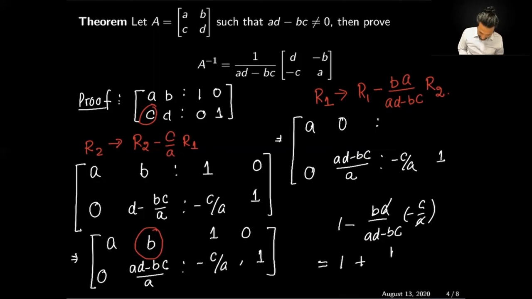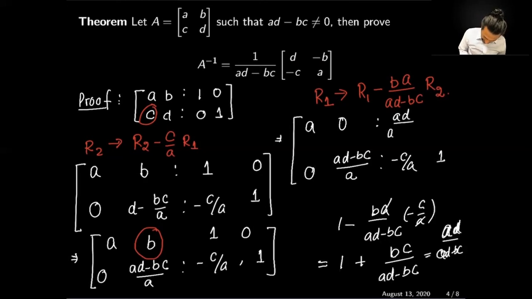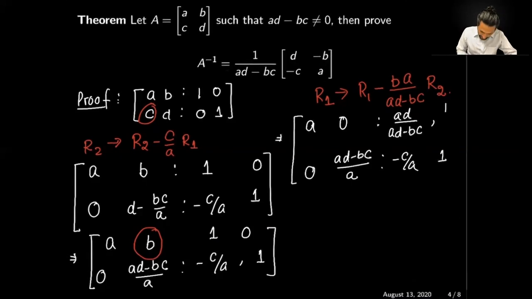I will simplify this first. The A will cancel out, and this will become 1 plus BC divided by AD minus BC, which will be AD divided by AD minus BC. After simplification, this expression will be AD minus BC minus BC. This will be BA with a negative sign over AD minus BC. And in the last operation, we will divide this entry by A. So this will be 1, 0, 0, 1.